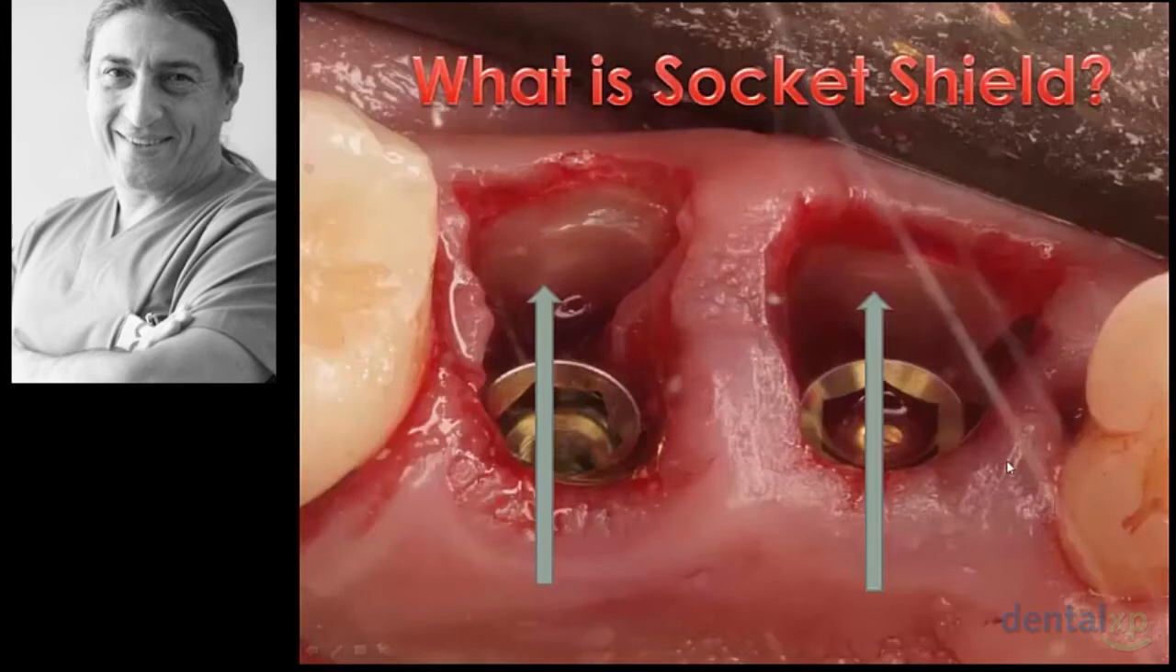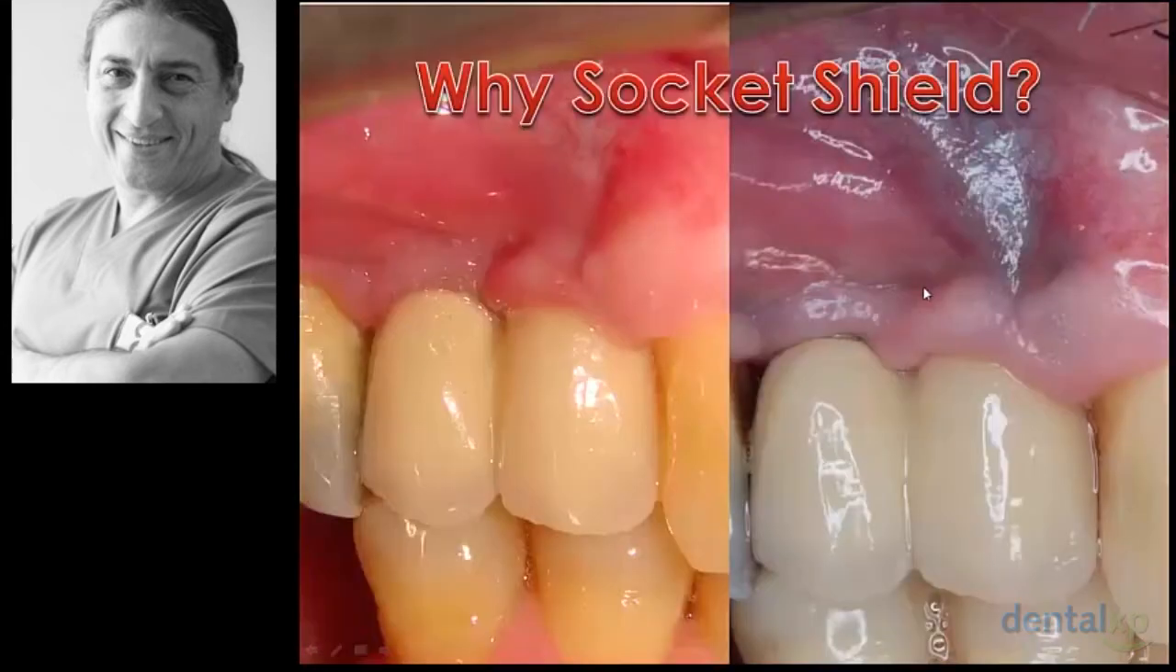So in the beginning, what is a socket seal? Socket seal is a technique in which we extract a tooth, insert an implant, but we intentionally leave the buccal slice of the root on the socket, as you can see here. And this is the socket seal. Why do we do this?